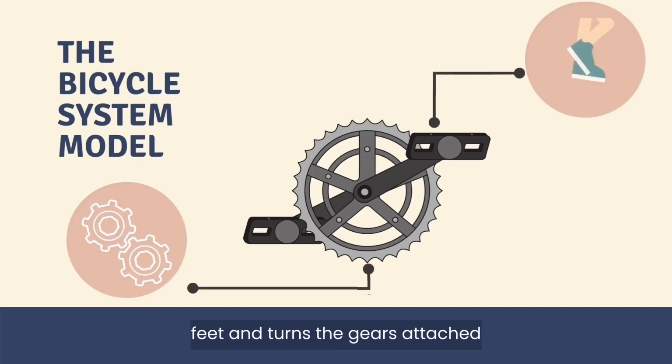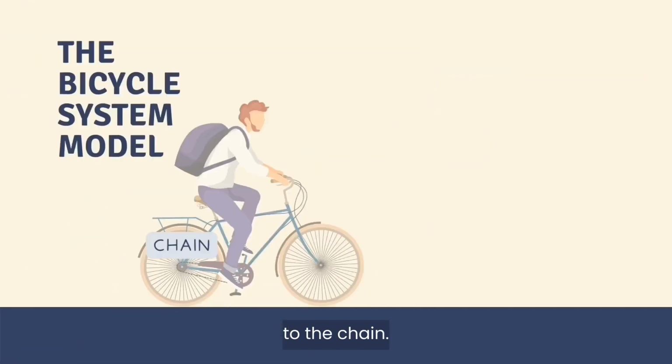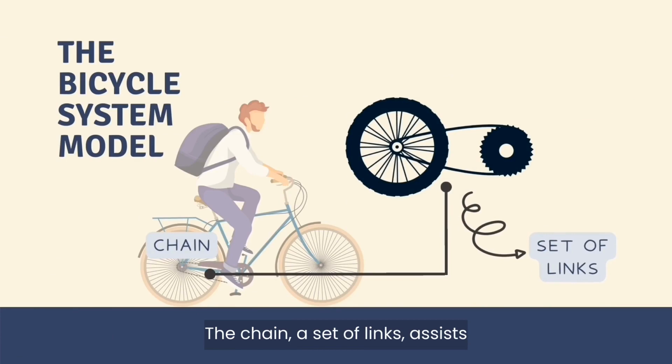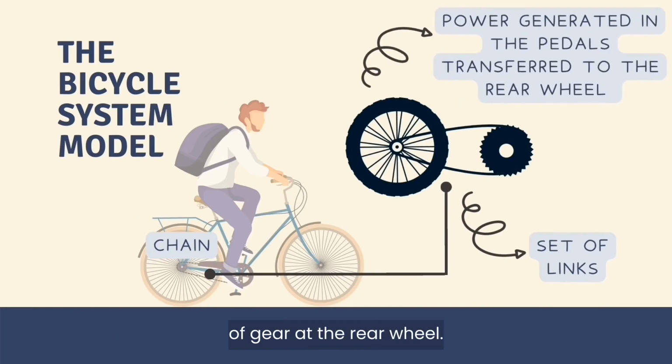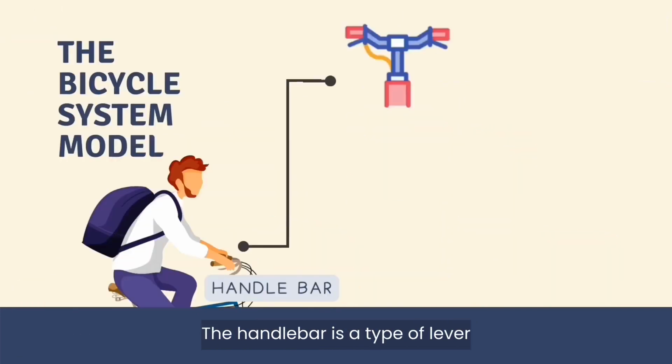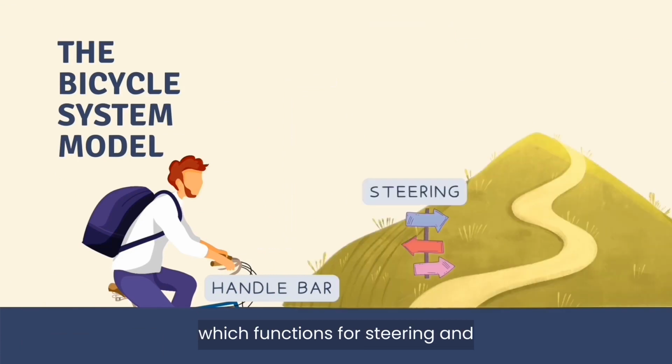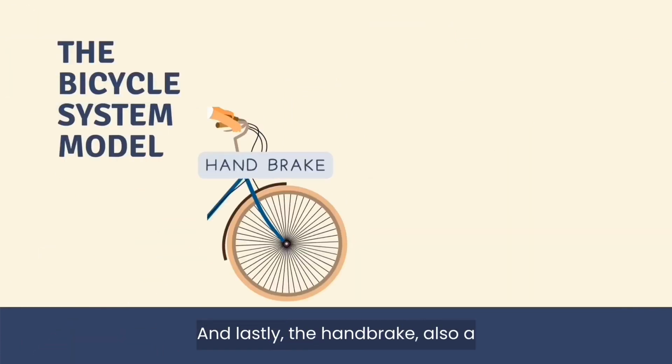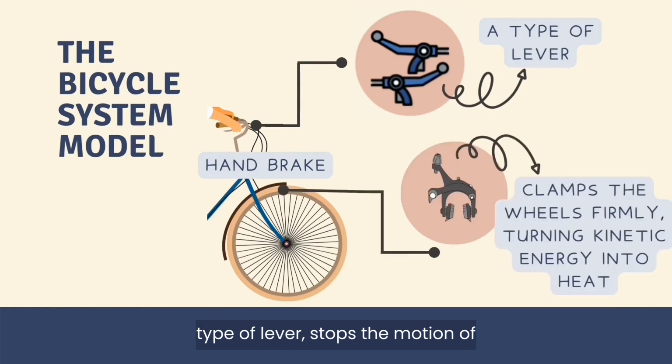The pedal works with the rotational force of the rider's feet and turns the gears attached to the chain. The chain, a set of links, assists the pedal by turning another set of gears at the rear wheel. The handlebar is a type of lever which functions for steering and gliding. And lastly, the handbrake, also a type of lever, stops the motion of the bicycle through friction.